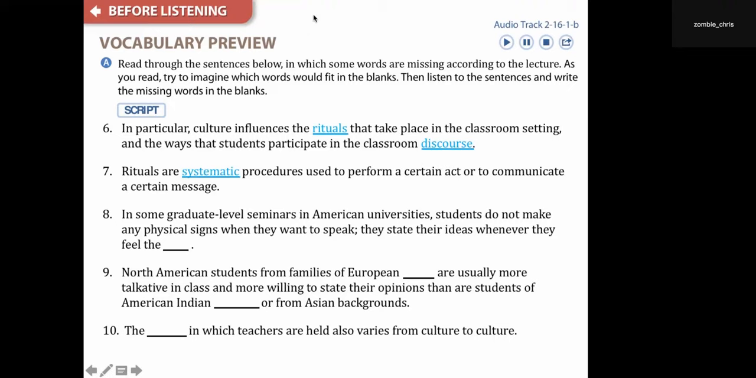Systematic means to do something step by step. So we don't really do something step by step in academic English. We do things systematically.